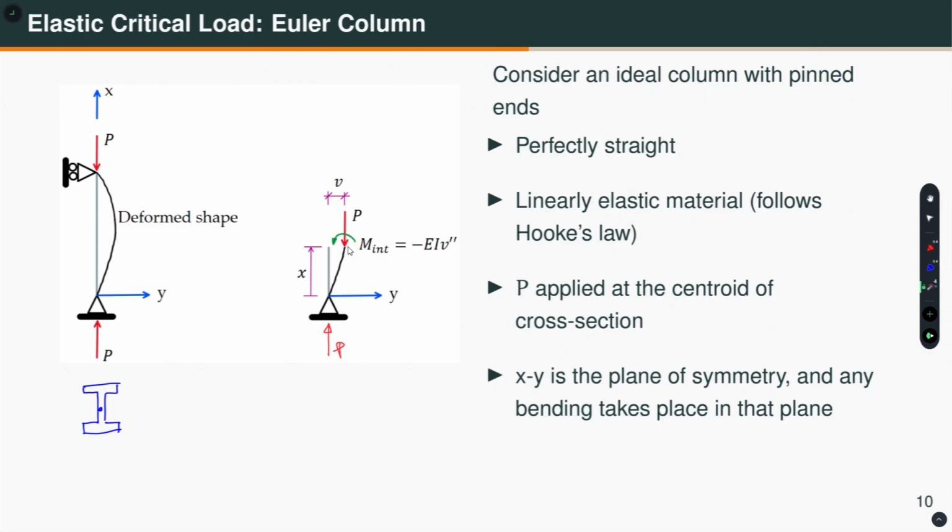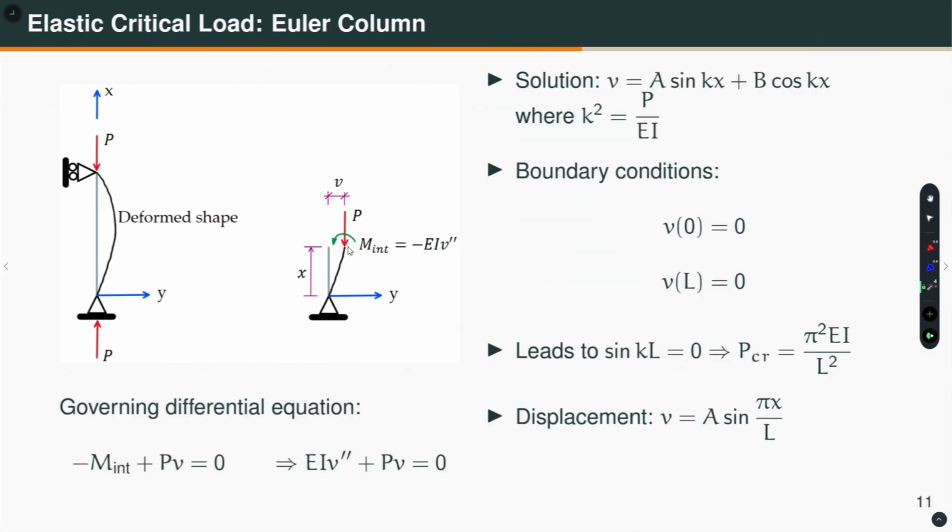Now what can we do? We can write down the equilibrium equation. If I take moment about this point, then M internal is producing a counterclockwise moment, so I am writing minus M internal, and then P into V is producing a clockwise moment, so plus P into V is equal to 0. We all know the moment curvature relationship, which is M internal is minus EI d2V/dx2, indicated by V double prime. Note that this minus sign comes depending on the sign convention and the coordinate system that you have taken.